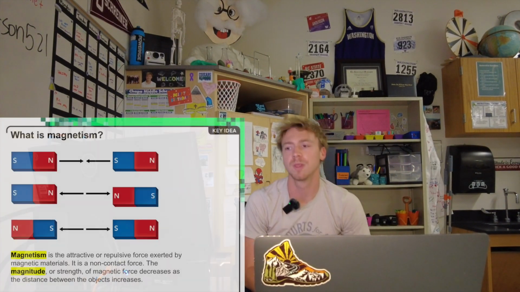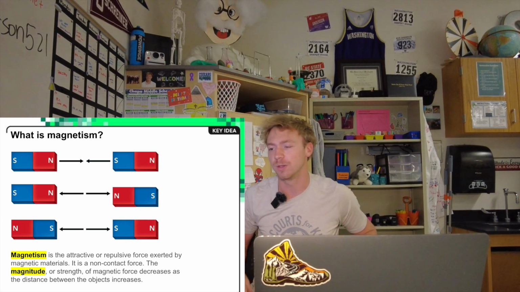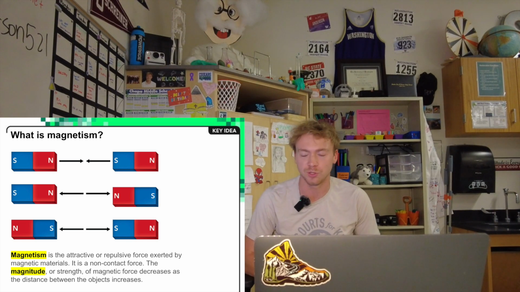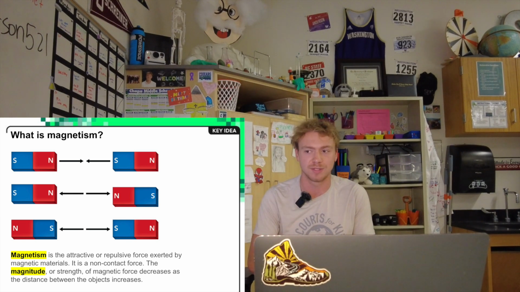All right, what is magnetism? Well, magnetism deals with magnets, right? It's kind of part of the word, okay? Magnetism is the attractive or repulsive force exerted by magnetic materials. It's a non-contact force, right? It does not require direct contact.